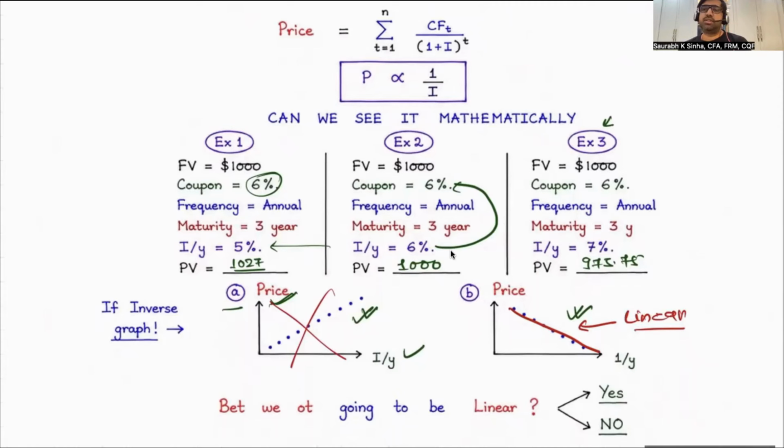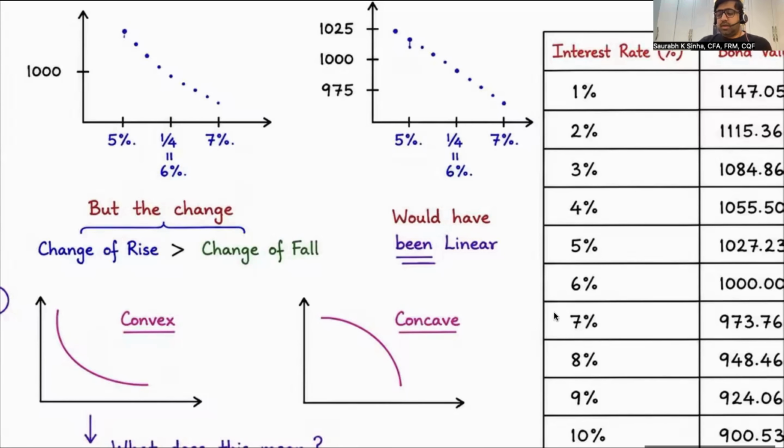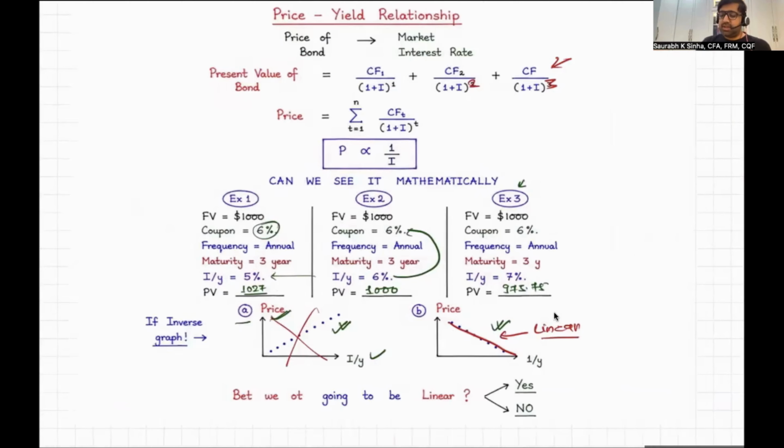So what is the way to understand whether it is linear or not? What is the numerical way to understand, okay, it is inverse, agreed, but is it going to be linear, convex or concave? So till now we have concluded that it is going to have an inverse graph. But what kind of inverse graph? That's the question. Is it going to be convex? Is it going to be concave? For that, let's use the same example.